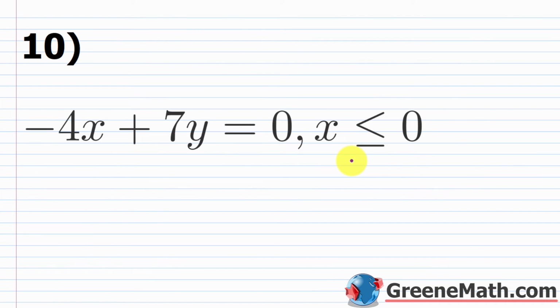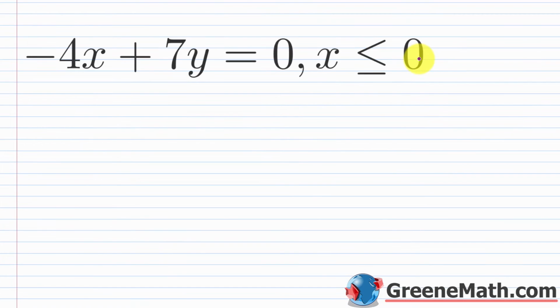All right, let's take a look at problem number 10. So here we have -4x plus 7y is equal to 0. And specifically, we're saying that x is less than or equal to 0. So again, I want to choose something for x that's not going to violate this condition right here. You cannot pick 0 and have the point 0, 0. But basically, anything else for x that does not violate this is good to go. So pick something where x is strictly less than 0.